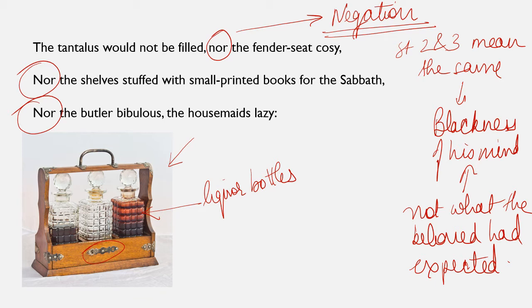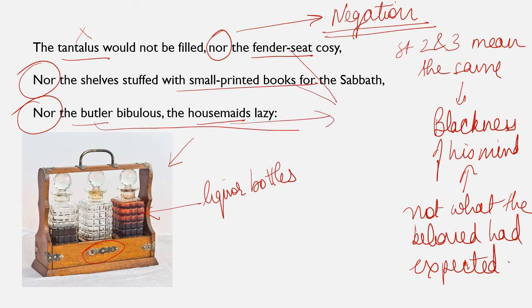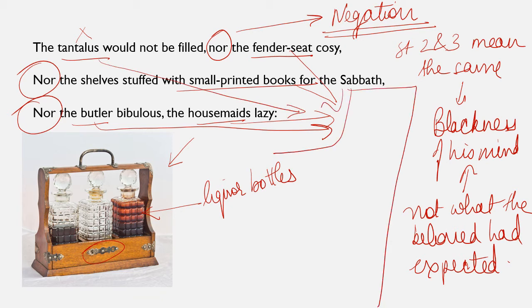तो जैसे मैंने कहा उस जमाने के इंग्लिश घरों में ये मिलते थे, लेकिन वो कहता है यहाँ पर तुम्हें ये भी नहीं मिलेंगे. Reason again the same. Here this Tantalus, the fender seat, the books, the butler, the housemaids, all of these are again, जैसे पिछले stanza में he was talking of furniture. In this stanza he is not talking of furniture.